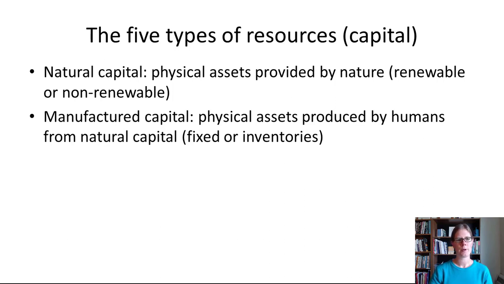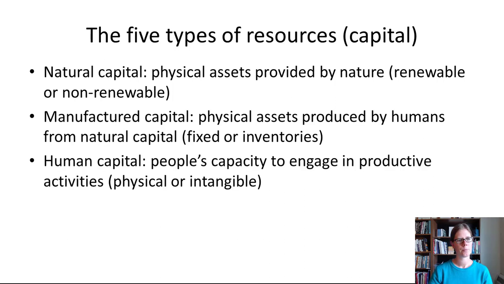Some manufactured capital exists in the form of inventories. These are stocks of manufactured capital that are used up as they contribute to production. So for example, a bag of flour is used up as it's used to bake bread. A stock of tires is used up as the tires are put onto cars.